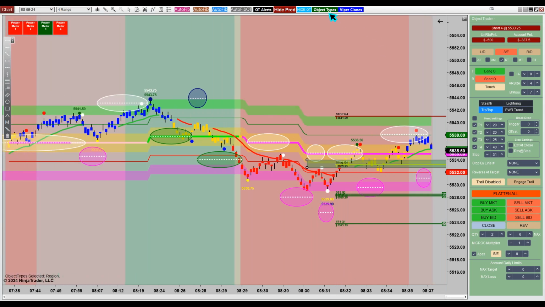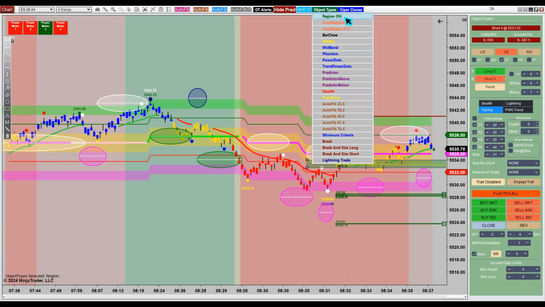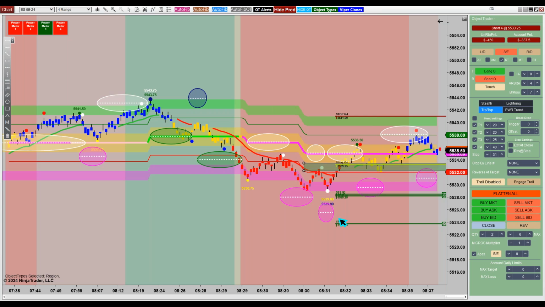So now you'll notice that I've only got a region on, nothing else is turned on. So if it breaks that region, I could go ahead and add these contracts. Okay, this would not be dollar cost averaging if I go into the profit. So that's going to be the example of dollar cost averaging.